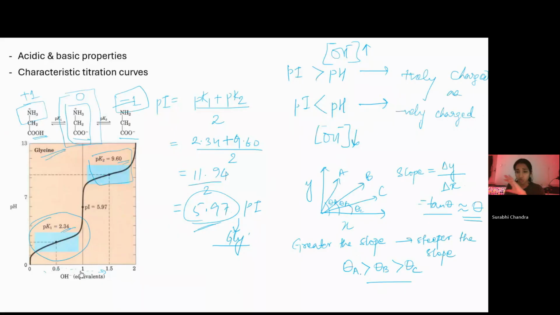So even for a very small change in the surrounding medium, it will give a very large change in the y-axis here, okay? Because the slope is too steep here.